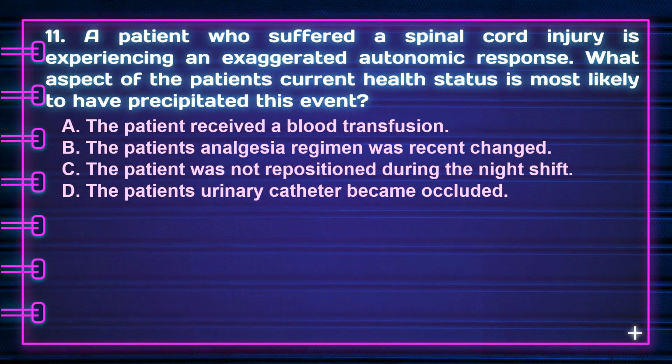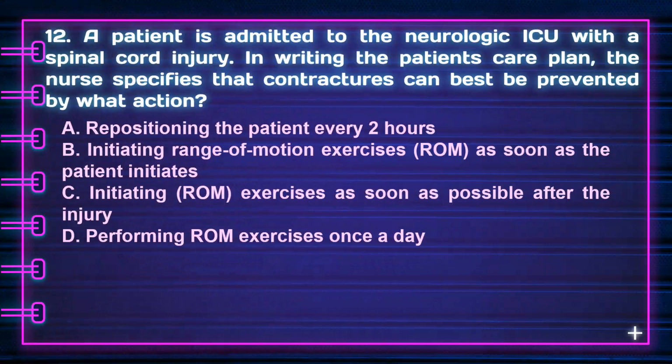If there is infrequent positioning, that is less likely, although it can cause problems of pressure ulcer, or tactile stimulation can cause it. And changes in medications or blood transfusions are considered to be unlikely causes. But the most common cause of this one is your distended bladder. And the reason for that one is a kinked or occluded urinary catheter. 11, delta. 12. A patient is admitted to the neurologic ICU with a spinal cord injury.